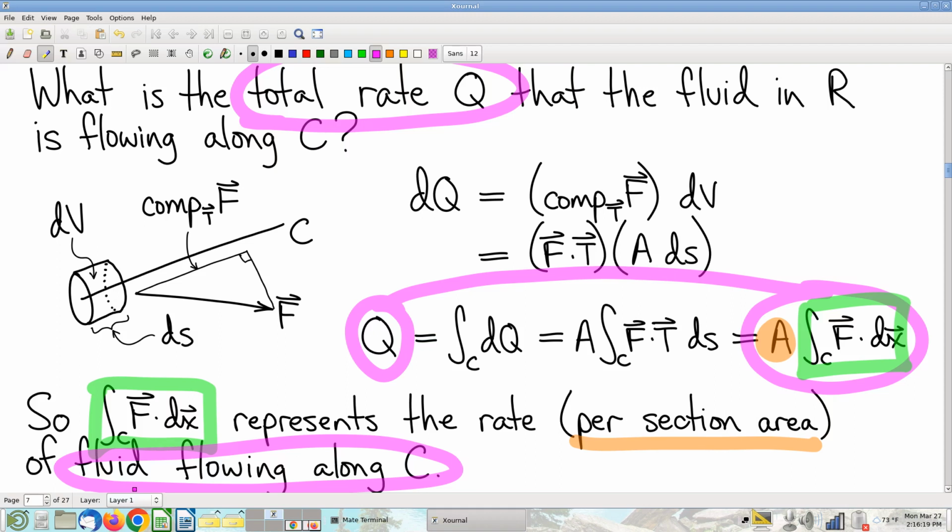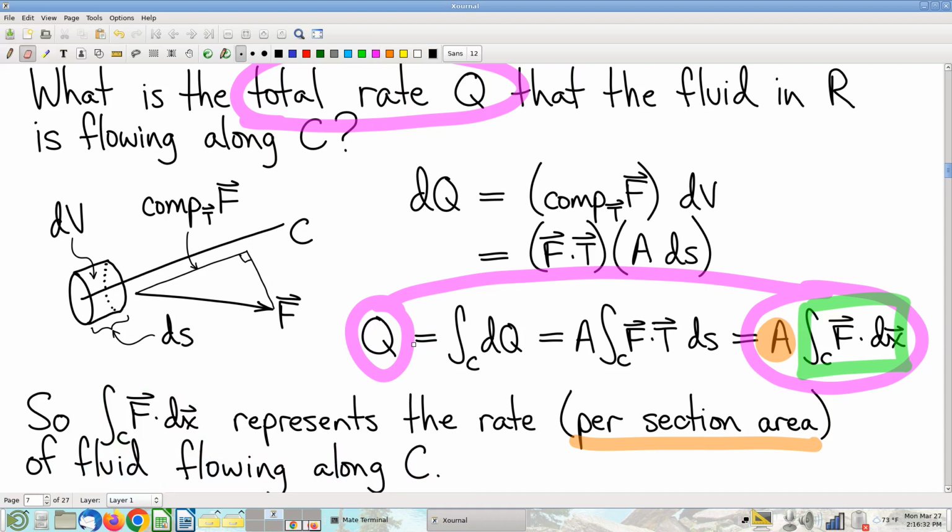It doesn't roll off the tongue as nicely as work. Right? If you're talking about forces, line integrals are work. Nice and easy. Here, you kind of have to wave some hands a little bit.